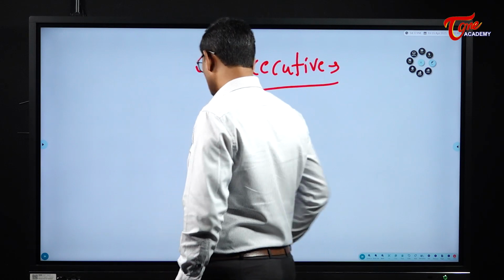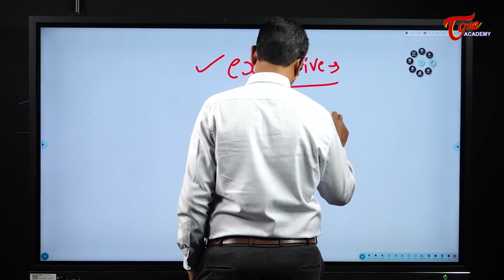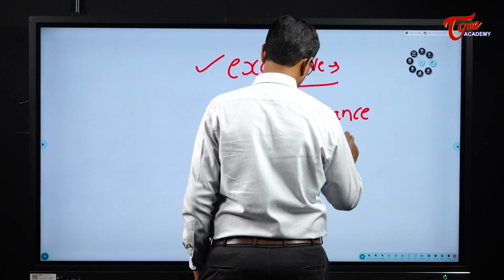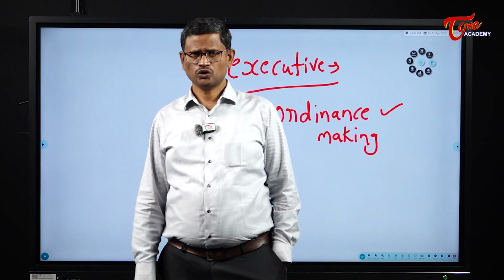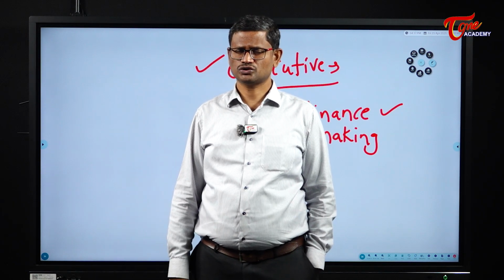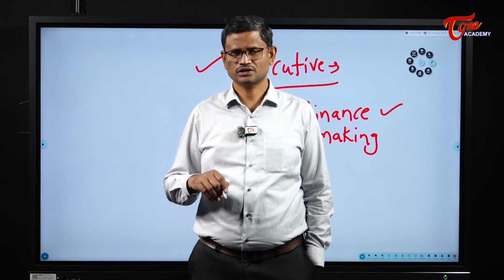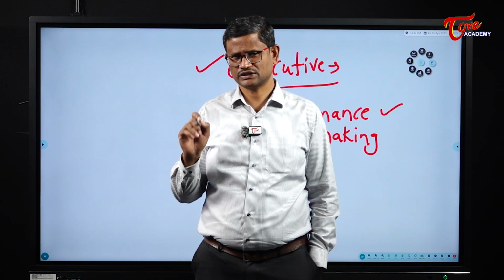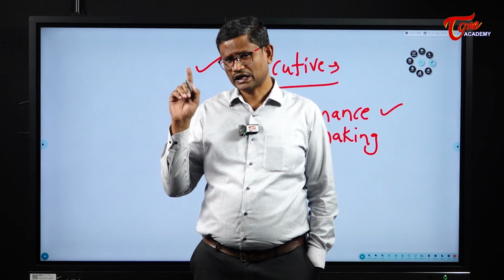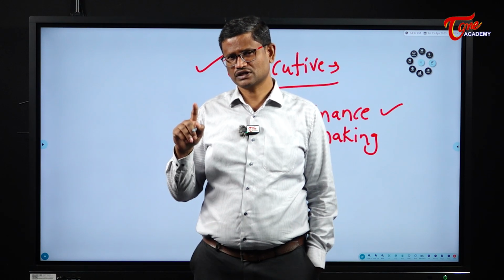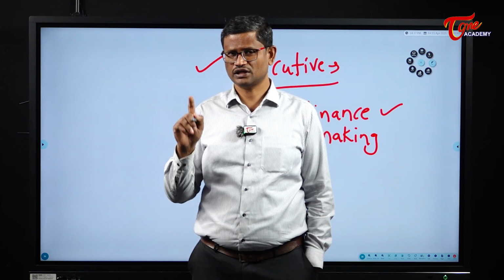The next one, ordinance making powers. Within executive powers, we have ordinance making powers. So what do you mean by ordinance making powers? When I told you about the constitutional development under the British rule, I referred to one important legislation made by the British Parliament, that is Indian Councils Act of 1861. Under the Indian Councils Act of 1861, the governor at the provincial level was given the power to issue an ordinance when the legislature is not in session and when there is urgency.